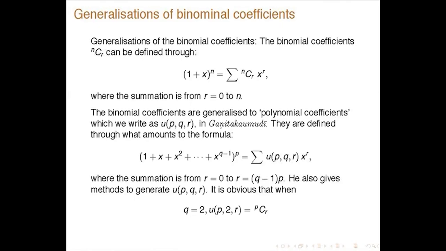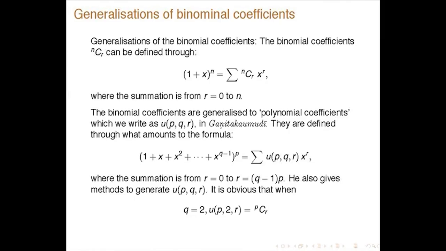So, as you can see, he is always in the business of generalization. Then he generalizes the binomial coefficients also. The binomial coefficients are defined through this: (1 plus x) to the power n, you know that you get from this nCr into x to the power of r, sum from r equal to 0 to n. So, this is the binomial coefficients.